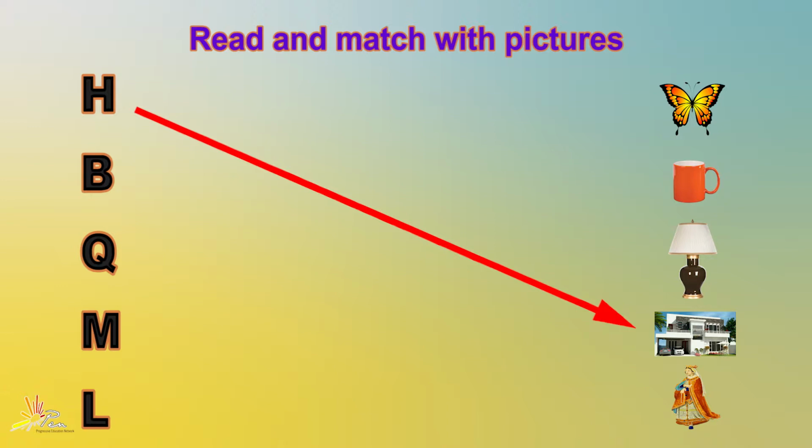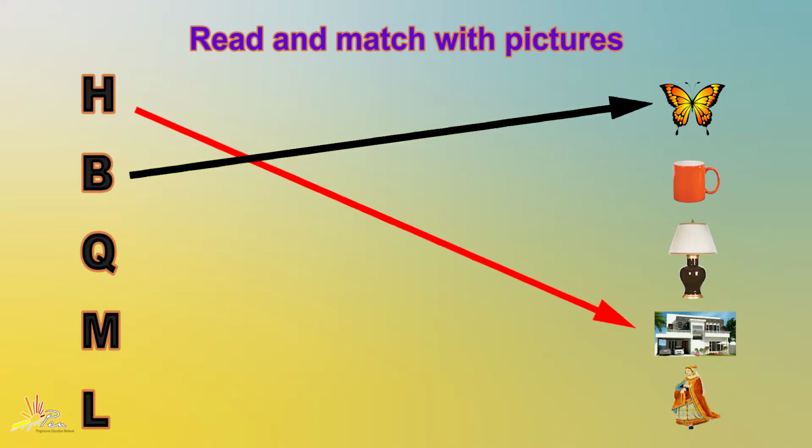Next letter is B. Read again. B. Now find the relevant picture. Excellent. It's butterfly. B is for butterfly. Next letter is Q. Read it loud. Q. Let's find picture of the object which starts from letter Q. Yes, it's a queen. Q is for queen.